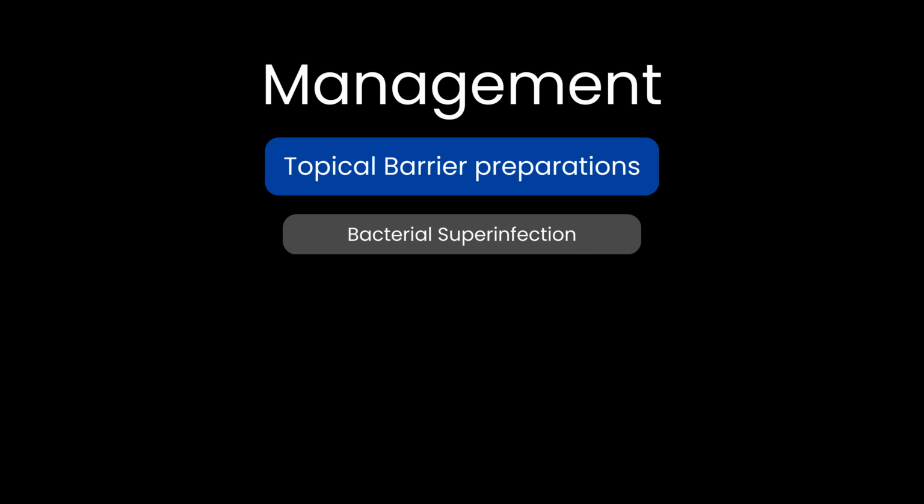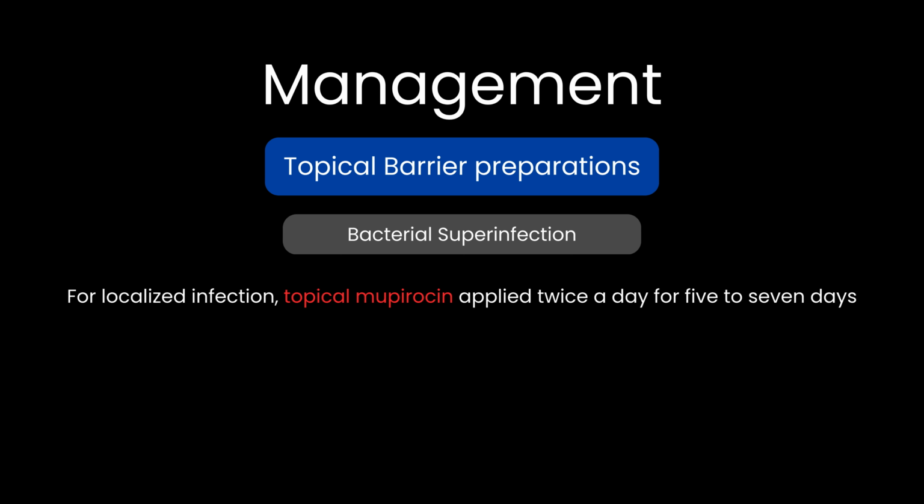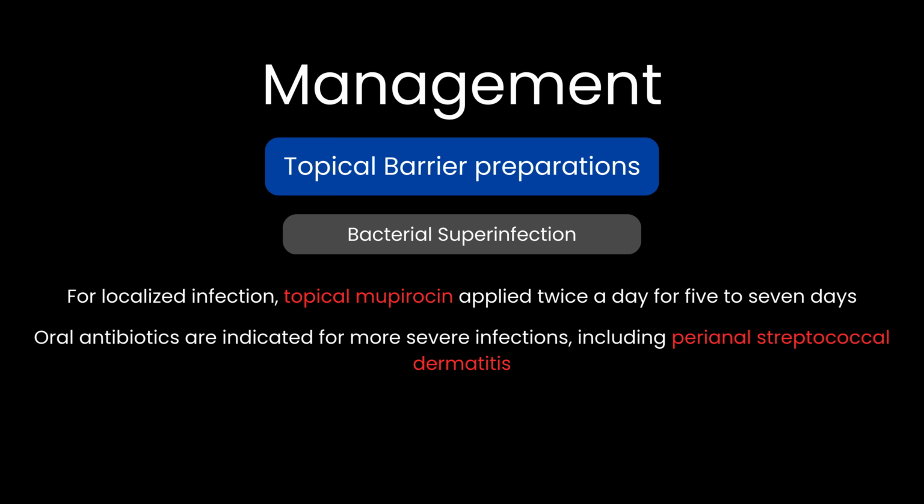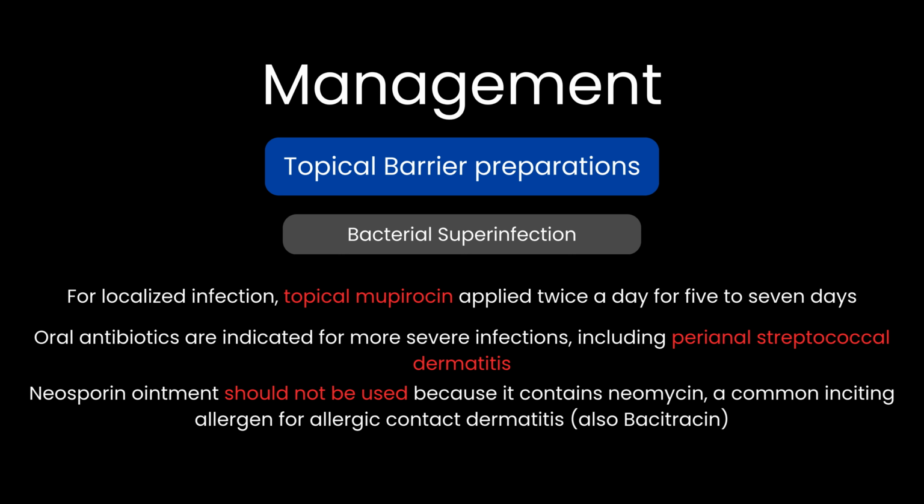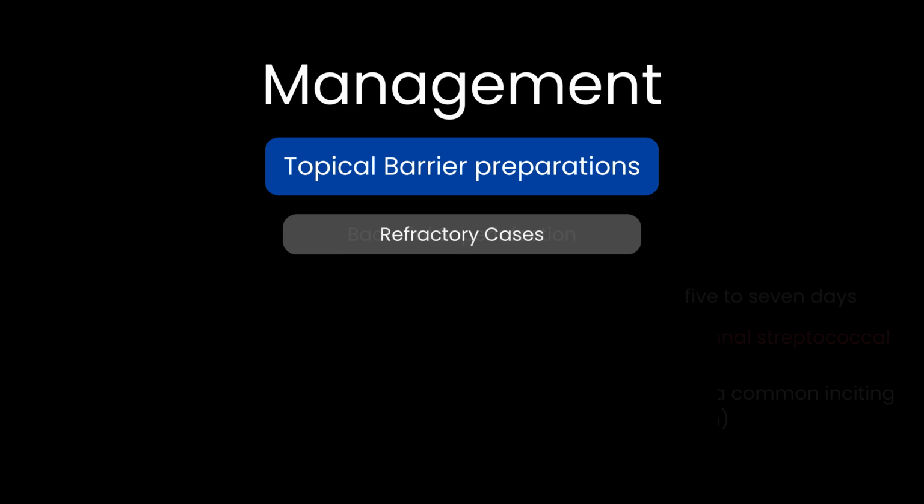If a secondary bacterial infection is present, topical or oral antibiotics may be necessary. For localized infection, topical mupirocin applied twice a day for 5 to 7 days may be sufficient to treat a staphylococcal infection. Oral antibiotics are indicated for more severe infections, including perianal streptococcal dermatitis. Neosporin ointment should not be used because it contains neomycin, which is a common inciting agent for allergic contact dermatitis of the diaper area. Similarly, bacitracin ointment should be avoided.